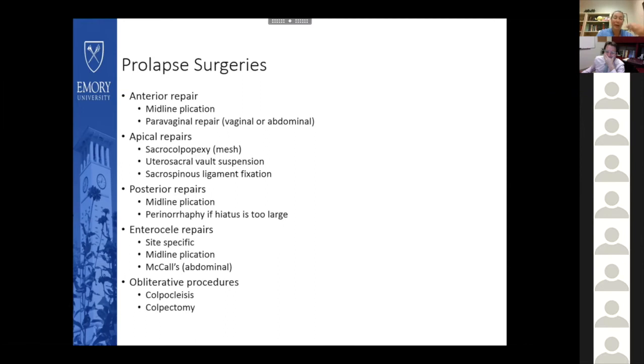A colpectomy, basically that just means remove vagina. So that means they have no uterus and cervix. You don't have to leave any channels. You take off all the vaginal epithelium, every single bit, and you just close that sucker right up.